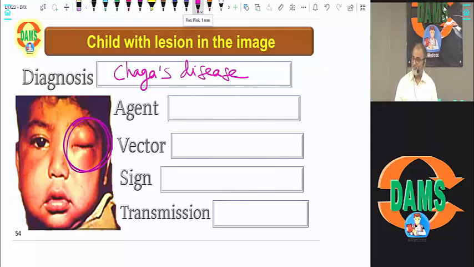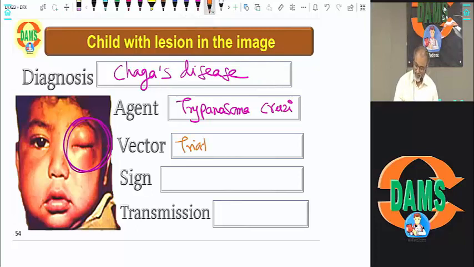Which agent causes Chagas disease? Trypanosoma cruzi or brucei? Cruzi. Trypanosoma cruzi. What is the vector? Very important. What is the name of the bug? Reduviid bug, kissing bug, triatomine bug. Everybody remember kissing bug, okay? Yes, triatomine bug, reduviid bug.